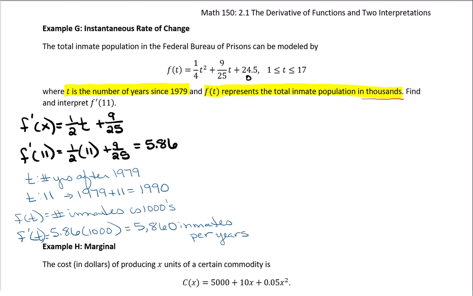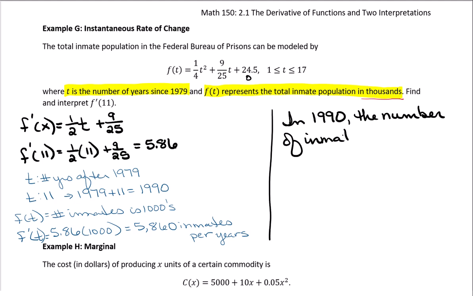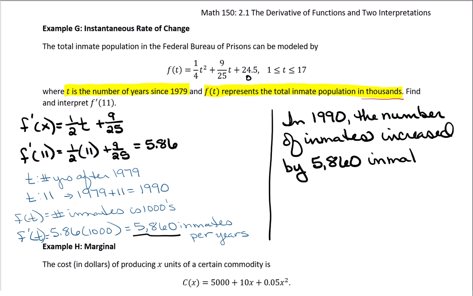So our interpretation would be in 1990, that's our time frame, the number of inmates, that is what we're studying, that's our output value, our focus, increased. Now, how did we know it increased? Because our derivative is positive. We have a positive slope. Positive slopes go upward. So the number of inmates increased by 5,860. That was the derivative that we found, and our units, inmates per year.